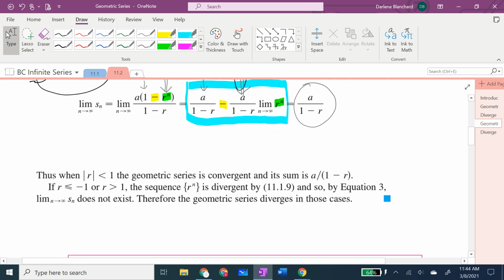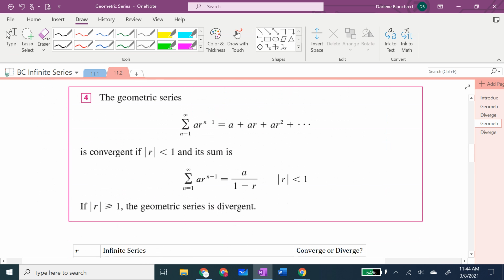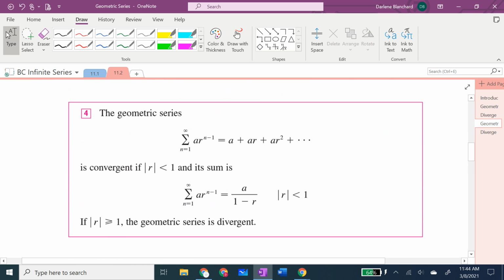Now, it turns out, and I'm going to show you a little bit, that if you have a geometric series, it is convergent if the absolute value of R is less than 1. But if the absolute value of R is greater than or equal to 1, it will diverge.